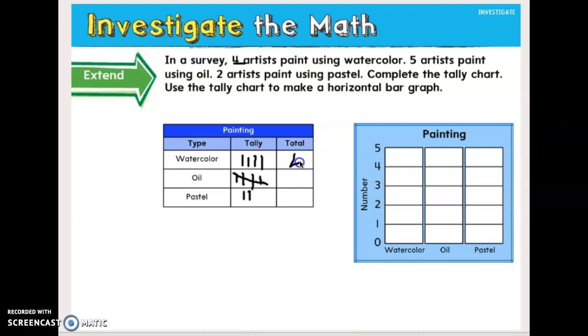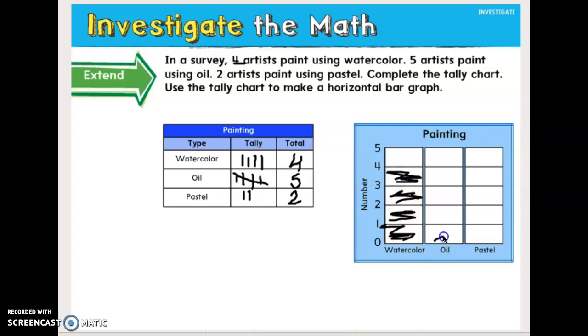And then I just fill in the totals. This is the easy part, reviewing what we've learned. Now I'm going to convert these numbers to my bar graph. So I find watercolors, and I'm going to go 4, and there's 1, 2, 3, and 4.